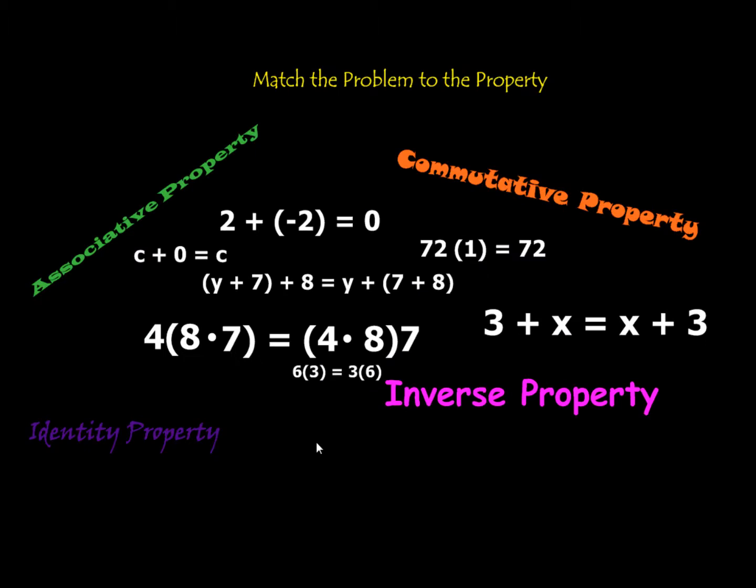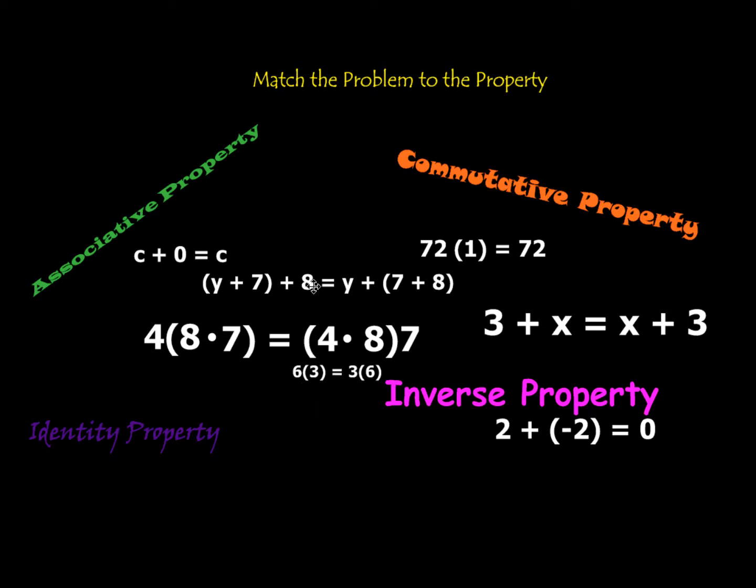Well, here I go. I'm going to see if I can use what Granny told me to match the property with the problem. So if I take a look at 2 plus negative 2, that reminds me about Granny saying it's all about 0, and that if you add something plus its opposite, that sounds like the inverse property to me. Oh, honey, that's exactly right. Great work, keep it up, my little dear.